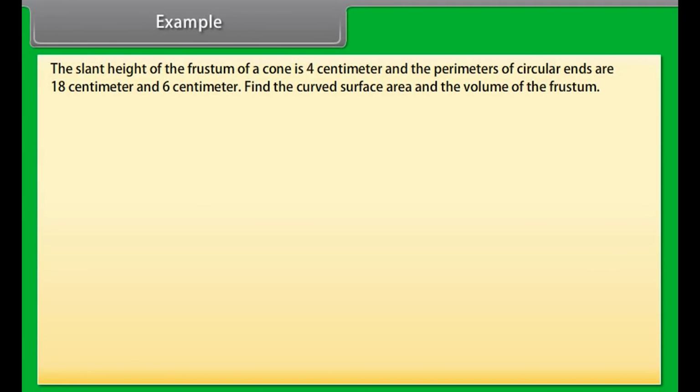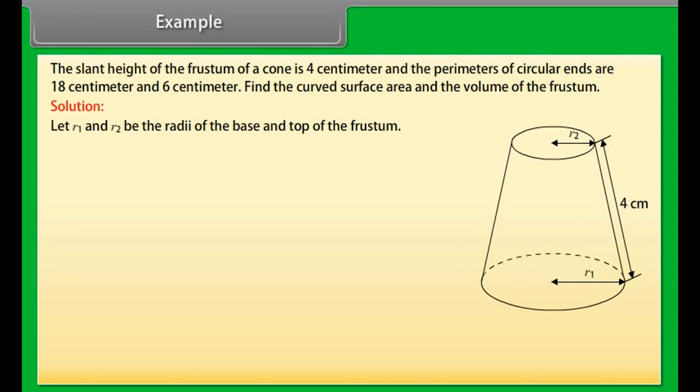Example. The slant height of the frustum of a cone is 4 centimeter and the perimeters of circular ends are 18 centimeter and 6 centimeter. Find the curved surface area and the volume of the frustum. Solution. Let R1 and R2 be the radii of the base and top of the frustum. Then 2 pi R1 equals 18, which implies R1 is equal to 9 upon pi centimeter, and 2 pi R2 is equal to 6, which implies R2 is equal to 3 upon pi centimeter.